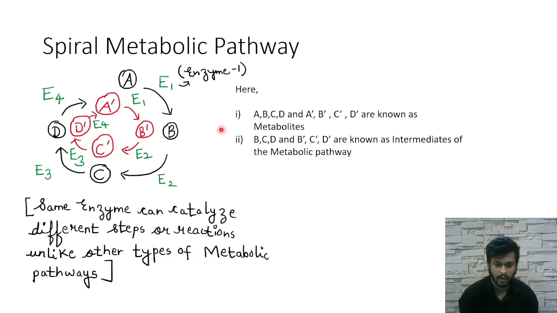Now let us find out what the metabolites and intermediates are. So metabolites will be everything that is present in the metabolic pathway: A, B, C, D, A dash, B dash, C dash, D dash. All are known as metabolites. Except initial substrate and final product, so except A and A dash, everything which is present is known as intermediates. B, C, D, B dash, C dash, D dash all will be known as intermediates of this metabolic pathway. Okay, I hope this is clear.